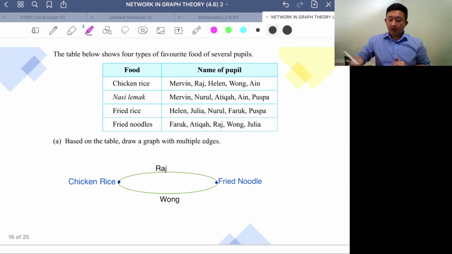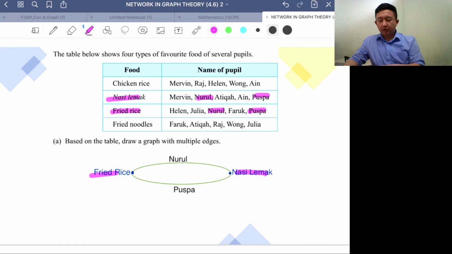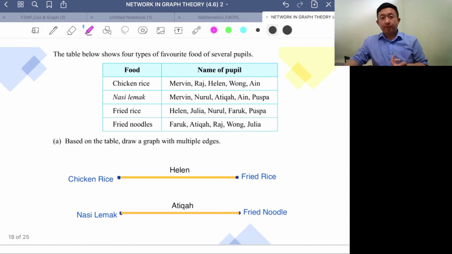You also have chicken rice and fried noodle between Raj and Wong, another multiple edge. And another multiple edge, fried rice, nasi lemak, Nurul and Puspa. So there are 4 pairs of multiple edges, and you also have simple graph.